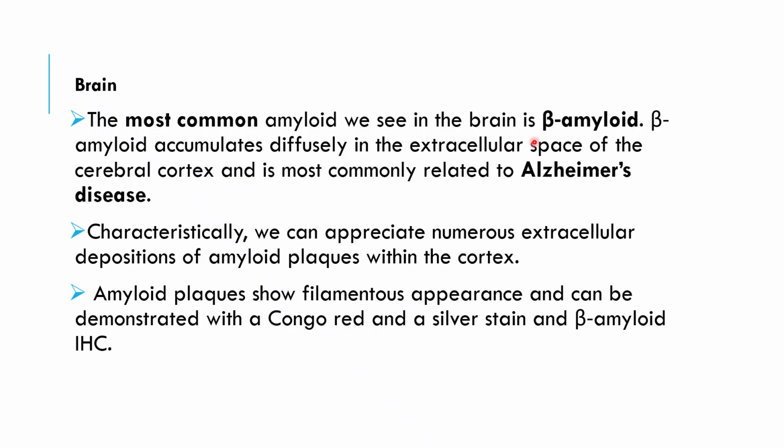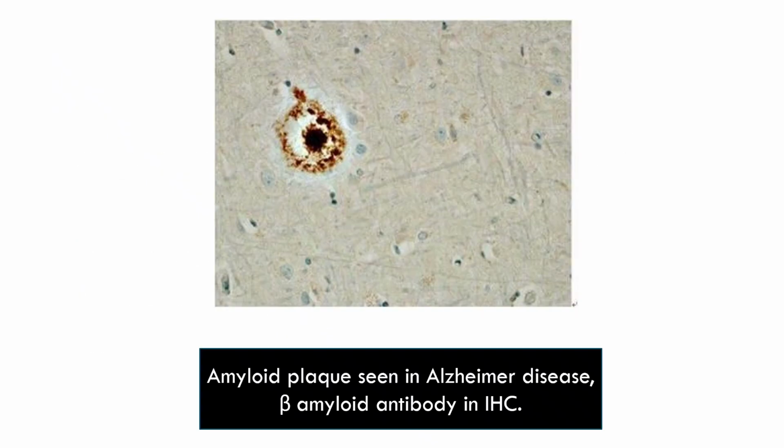So in brain, in Alzheimer disease, there is A beta, which is intracellular amyloid and can be detected by IHC. This is the beta amyloid IHC, with antibody. Next, diagnosis of the amyloid we will discuss in the next video. Thank you.